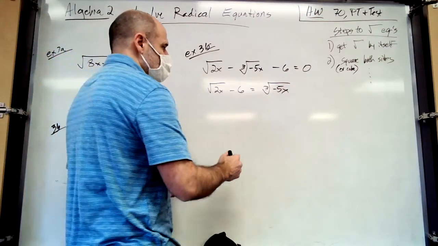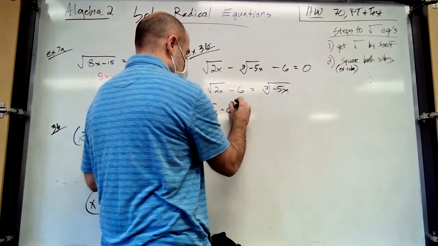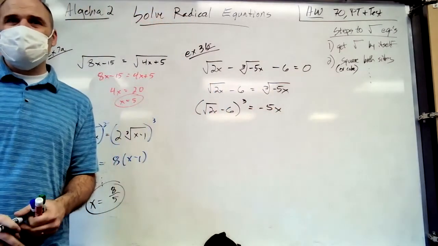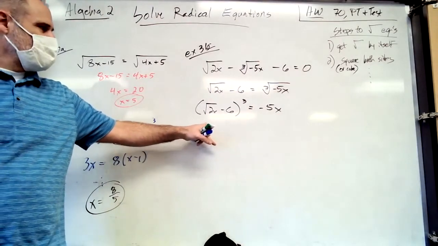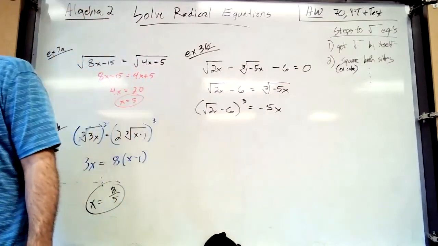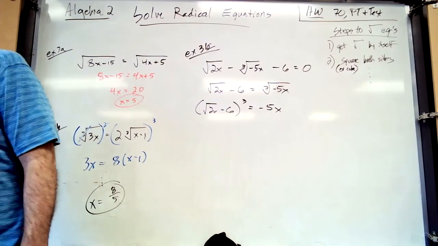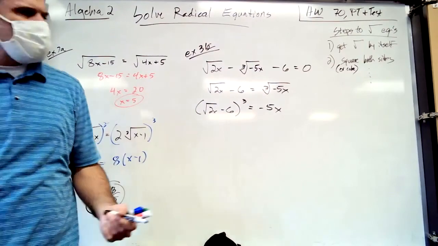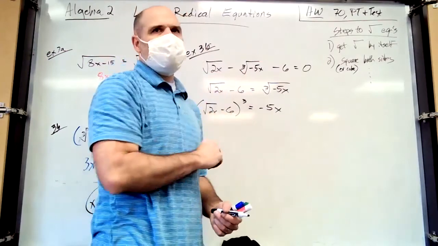Yeah. So now we cube both sides and we get square root of 2x minus 6 cubed equals negative 5x. That's what happens when you cube both sides. But then you have to deal with this mess, don't you? So then when you do that, you can use the binomial theorem and get down. But what they did in the book, I didn't see this, was they used the graphing calculator and they figured it out.